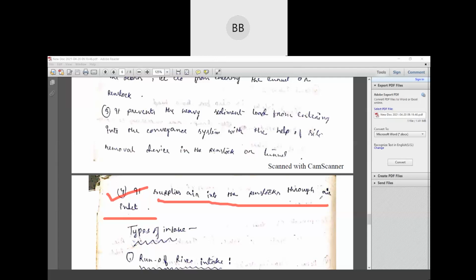So you write it down. All the four functions of intake. First one is to control the inflow. Second one is to prevent the debris and ice cubes using trash rack. Third one is to prevent heavy sediment load from entering into the tunnel with the help of silt removal device. And fourth one is to supply air into the penstock or tunnel through air inlet.